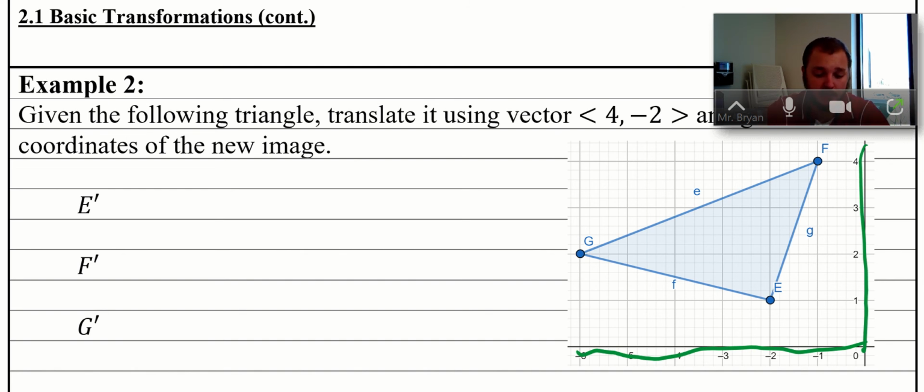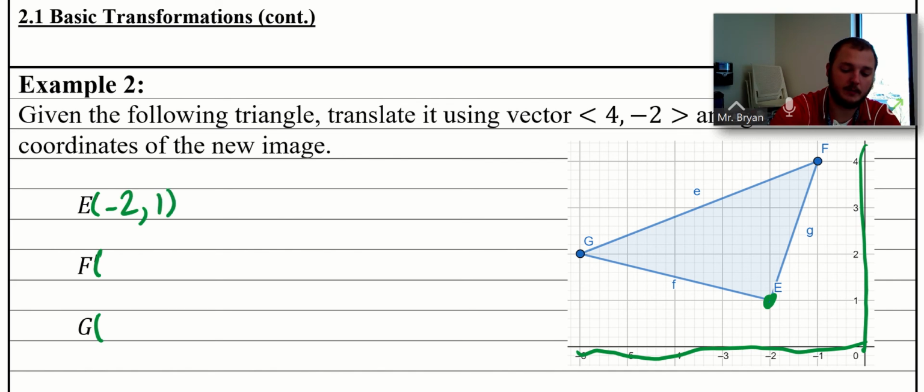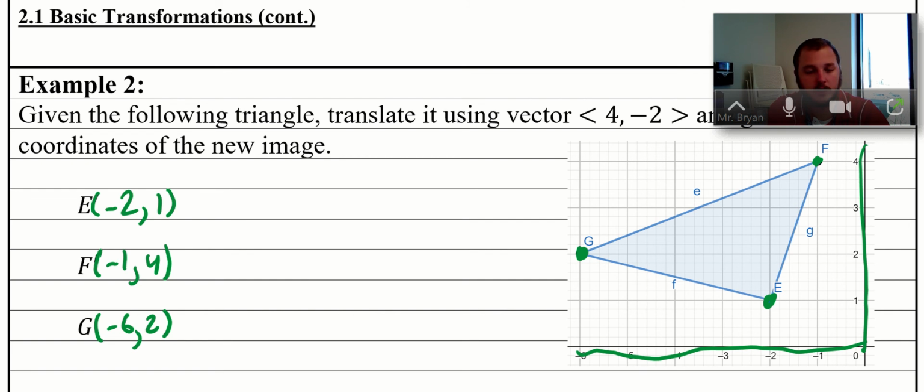Okay, so hopefully we have this written down here. We have this roughly where it's plotted. It doesn't need to be exact. And what we're told is, given this triangle, we want to use the vector 4, negative 2 to show where it would end up. So first thing, just like the last one, I always need to make sure I have my coordinates correct at the beginning. We're going to start with E here. Notice E is at the point negative 2, comma 1. F is at the point negative 1, comma 4. And then G is at the point negative 6, comma 2. Okay, so we have this triangle and we have the points where it's at as of right now.